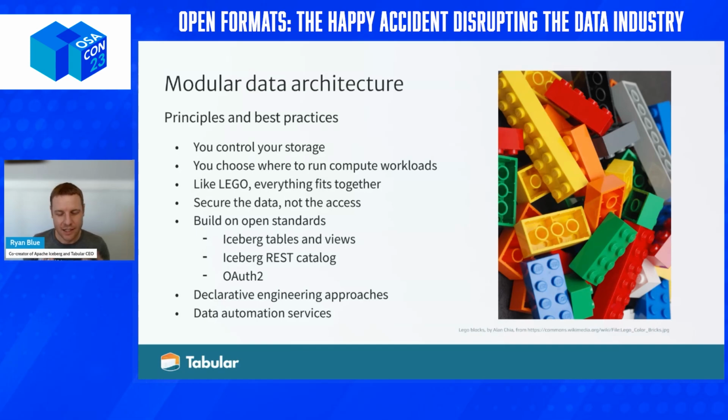We need to have things like Tabular or Lake Formation securing the data directly rather than securing the access point. I think it also means that we need more automation services that we've never had in the Hadoop space. And we need to rely more on declarative approaches, telling whatever engine happens to be maintaining the data what to do, not telling a particular engine how to do it. And I want to circle back to the first two. I think the main two principles of modular data architecture and where we're actually headed is you need to be in control of your storage and you need to choose where your compute workloads run.